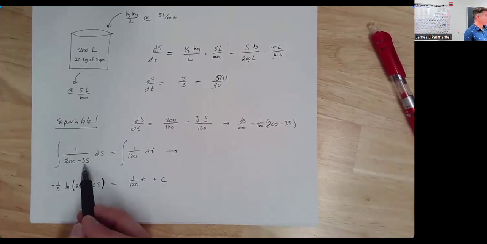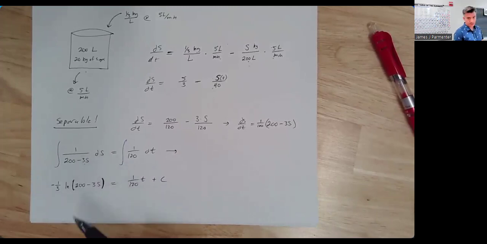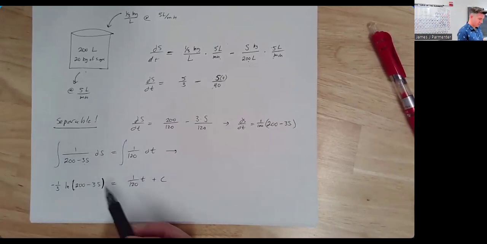Yes, exactly, from the negative 3s. We're dividing by the coefficient of our variable. And again, as a reminder, if we took the derivative of the natural log of 200 minus 3s, we would get 1 over the stuff multiplied by the derivative of the stuff. And the derivative of 200 minus 3s is exactly negative 3, which will cancel out the negative 1/3, which will give us back that.